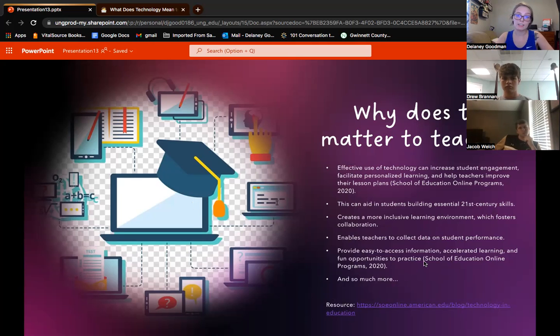It provides easy to access information for students. It provides accelerated learning and fun opportunities to practice. Most students would rather play a math game than do a worksheet. I think most of us are like that.